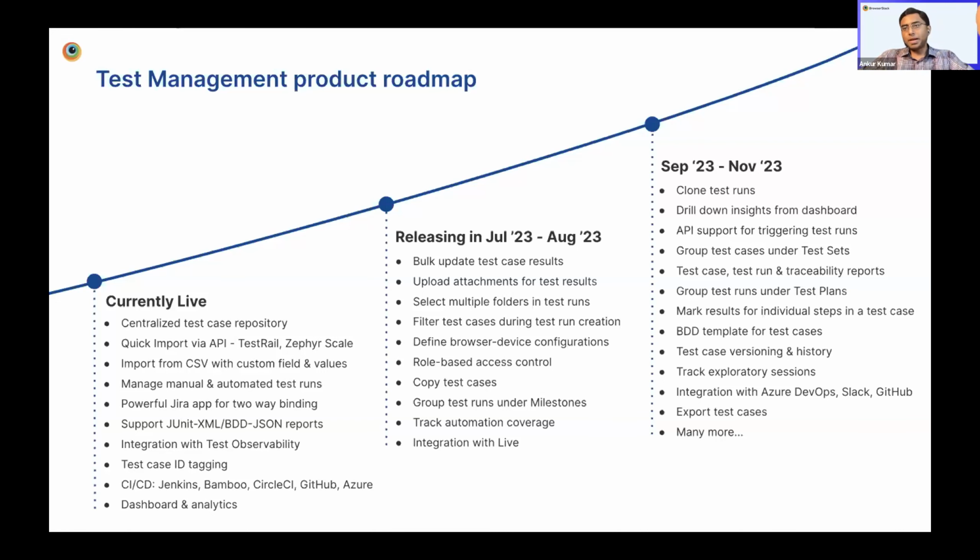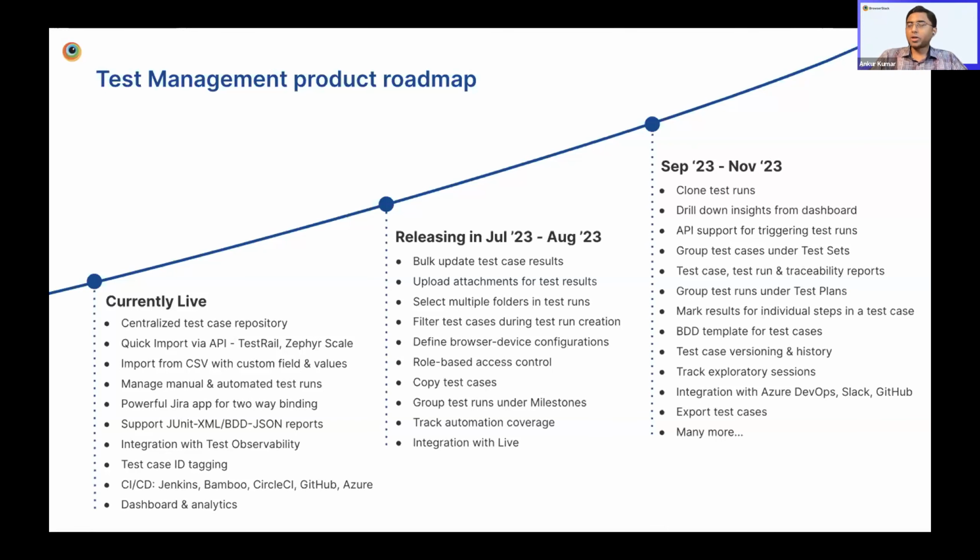And so this is the plan for the next 2 months, July, August, and down the line, over the further next 3 months, we have other exciting features that we're working on. Like you will be able to clone test runs and do a filtered view of a run that has already been performed, and then probably run only the failed test cases from the previous run, right?